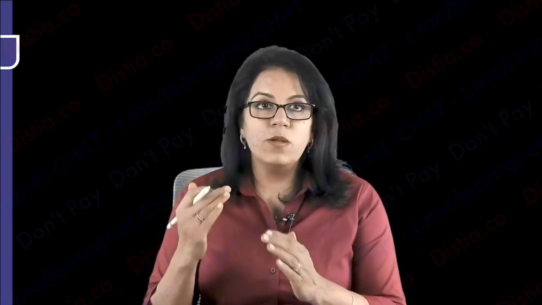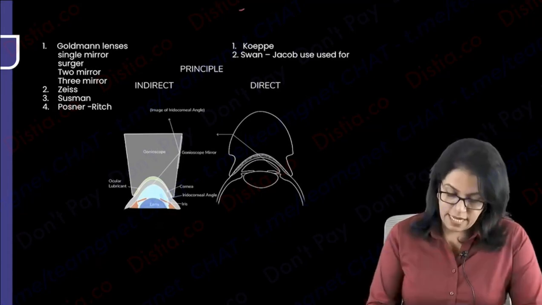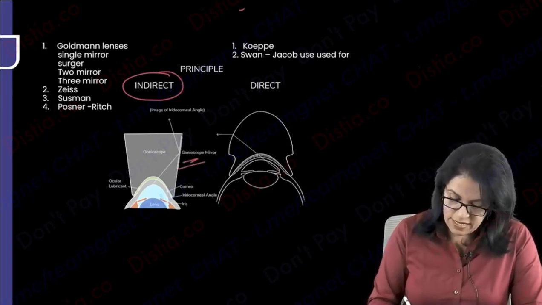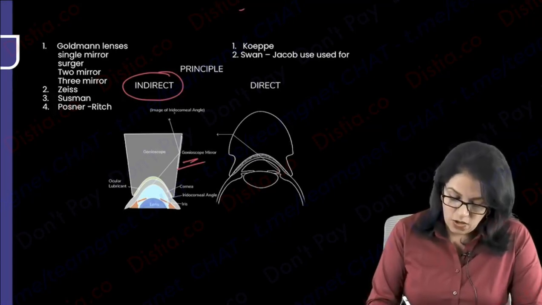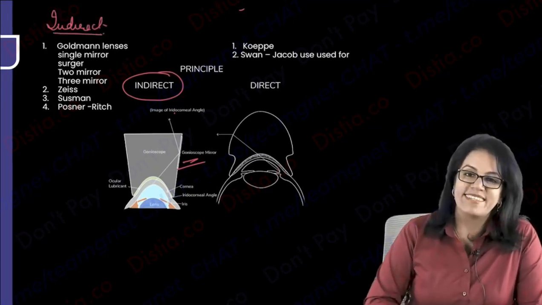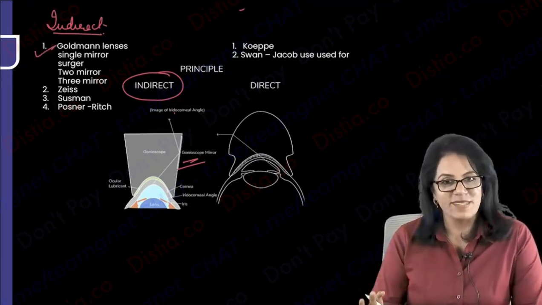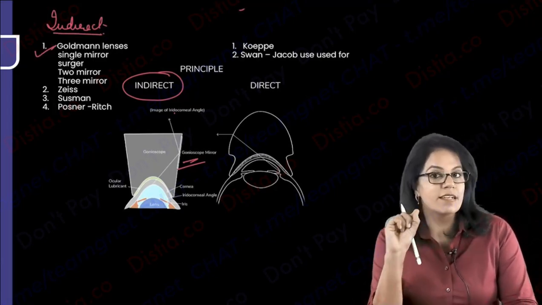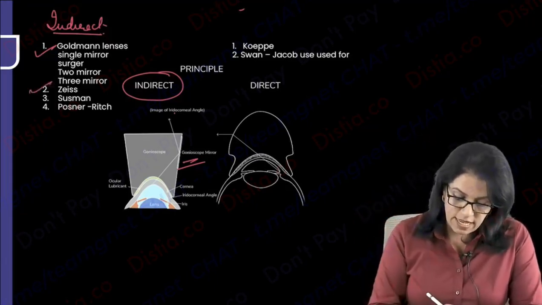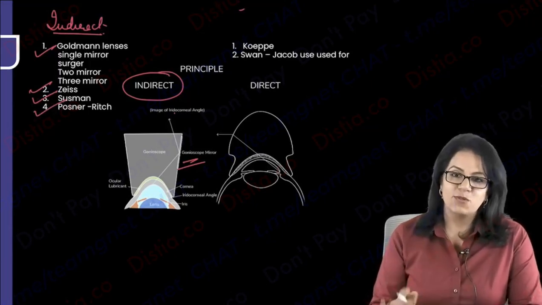Now these gonio lenses, am I looking through a reflected mirror or looking directly? Accordingly they can be of two types. They can be indirect lenses, where I am using a mirror and seeing from the reflected light. The names of these indirect lenses are in front of you, please note them down. One is Goldmann, either 2 mirror, 3 mirror, or single mirror. We discussed Goldmann 3 mirror and slit lamp biomicroscopy. One of the mirrors is to see the angle. Then Zeiss, Posner, Zeiss-Zimmerman and Sussman. You only have to be familiar with the names. Don't try to learn everything.